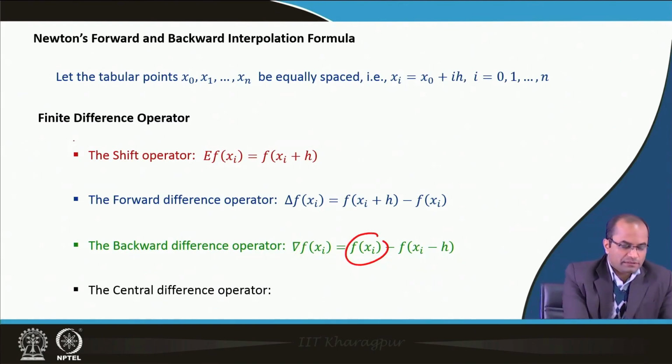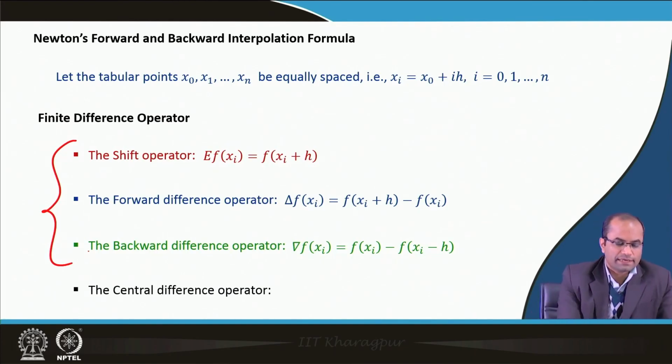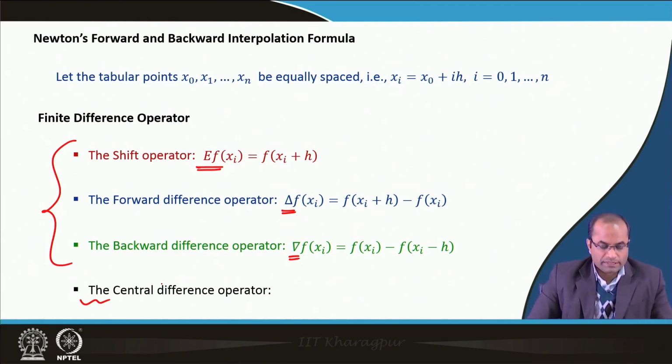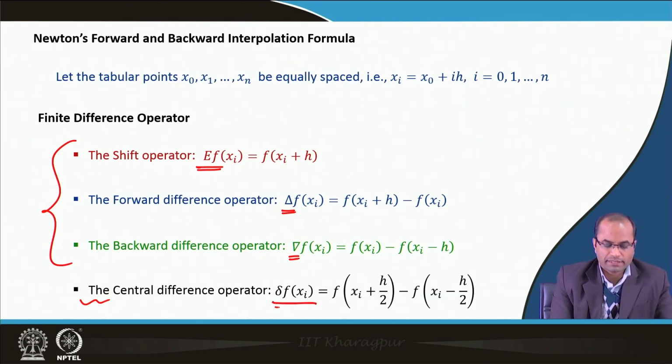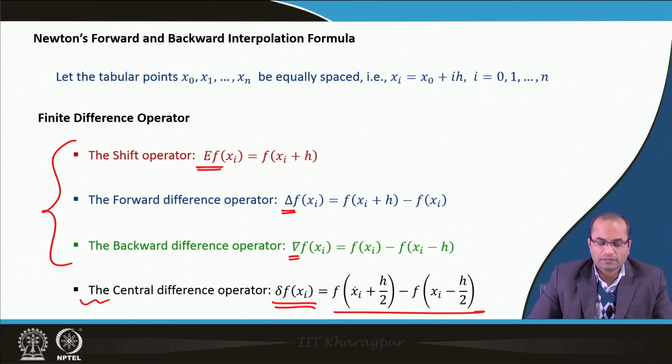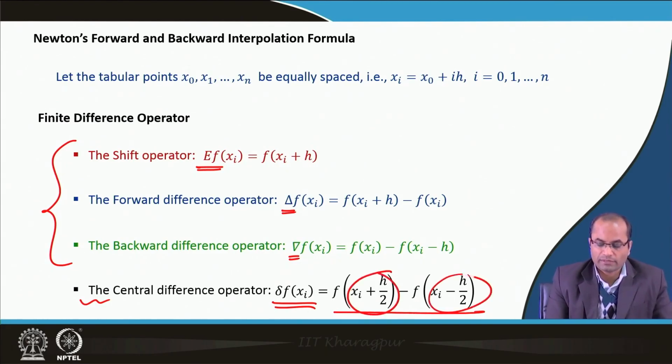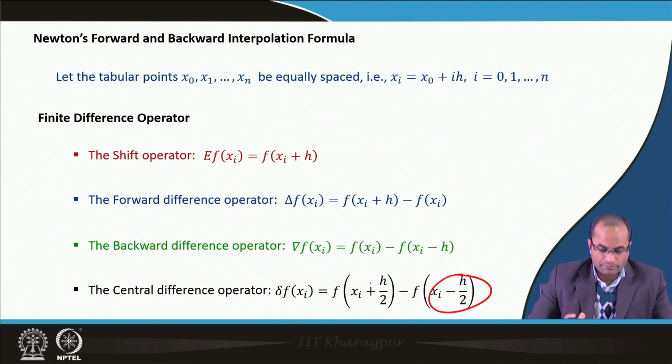So, these are basically the three operators which we will be using in this lecture: the shift operator E, the forward difference operator delta, and the backward difference operator nabla. Then also there is a central difference operator. Just for completeness, let me explain this also. Its symbol is delta, and it is again a difference operator: it takes the value at x_i plus h by 2 and then subtracts the value at x_i minus h by 2. So, this is the central difference operator.